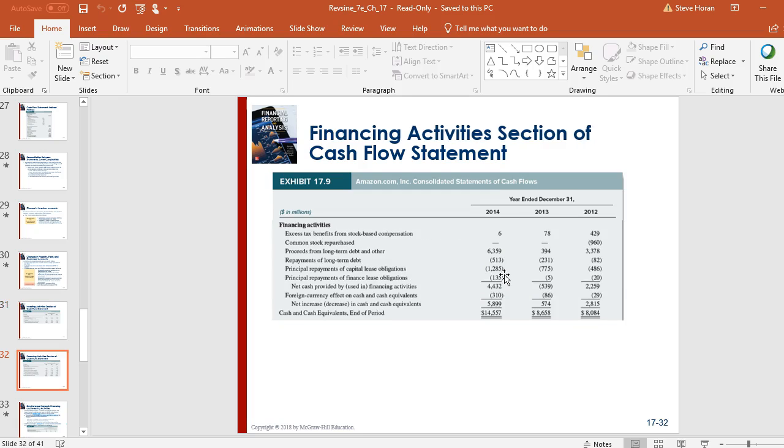And this is the financing section for Amazon. Again, remember, this deals with equity and long-term debt. So bonds would go into this category also. So if a company pays a dividend, it'd be a cash flow out. If they sell stock, it'd be a cash flow in. If you borrow money, that's cash flow in. You make principal payments, that's cash flow out, and so on. Amazon does not pay dividends, so you wouldn't see that one here.